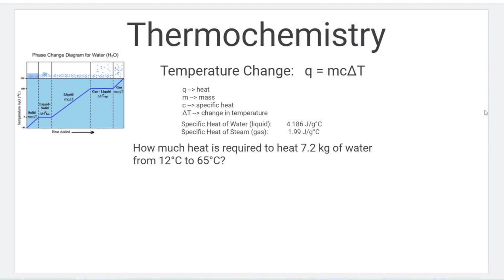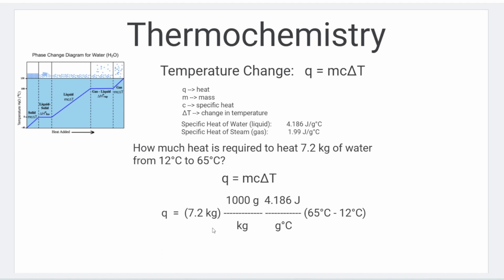How much heat is required to heat 7.2 kilograms of water from 12 degrees Celsius to 65 degrees Celsius? So, since this is a temperature change, and we do not pass the melting or boiling point of water, meaning there will be no phase change, we can use the formula Q equals mc delta T. We can plug in our values for mass, make sure to convert to grams, specific heat, which is provided for water, and temperature change by subtracting the initial temperature from the final temperature. And so, about 1600 kilojoules is required to heat 7.2 kilograms of water from 12 degrees Celsius to 65 degrees Celsius.